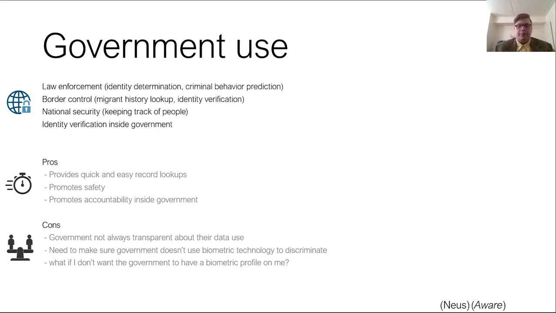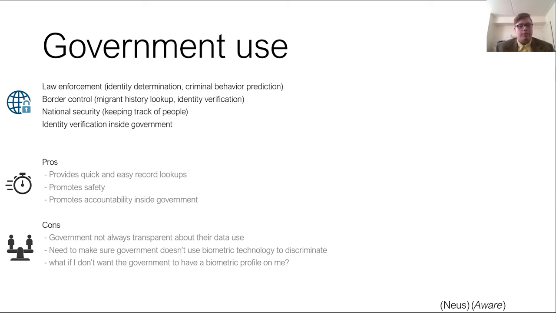When it comes to the government, biometric data is extremely useful. It's used in law enforcement for identity recognition and criminal behavior prediction. It's used in border control to identify migrants and look up their records. It's used in general national security to keep track of people, and it's used internally for identity verification systems in certain sensitive environments. The pros of the government using biometric tech is that it provides quick and easy record lookups, improving efficiency of government. It ideally promotes safety for the general public, and it promotes security inside of the government.